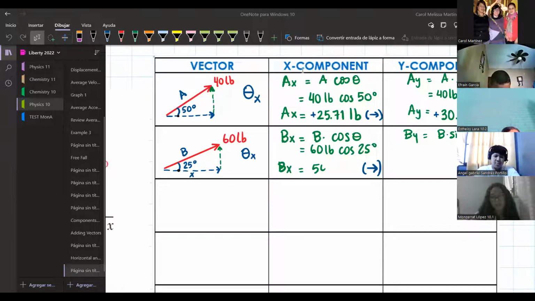We do the same to calculate y. It's going to be 60 pounds, sine of the angle, which is 25. By therefore is equal to how much? 25.36 rounded. 25.36 pounds rounded, because it's going up, it is positive.